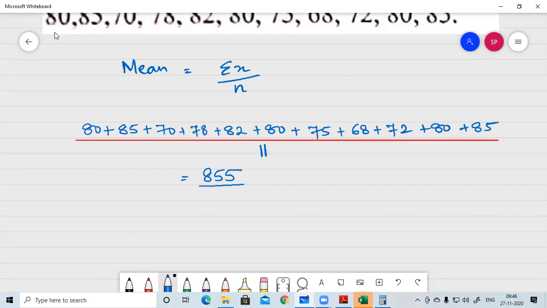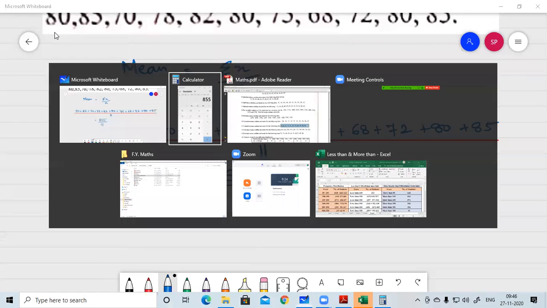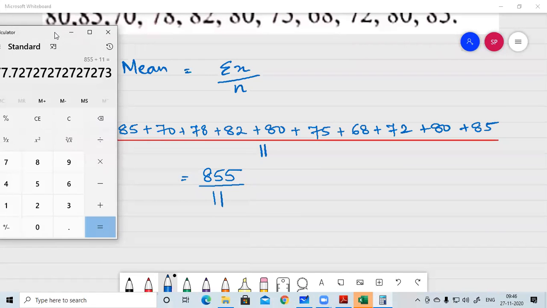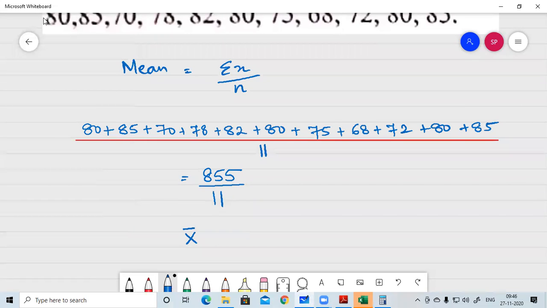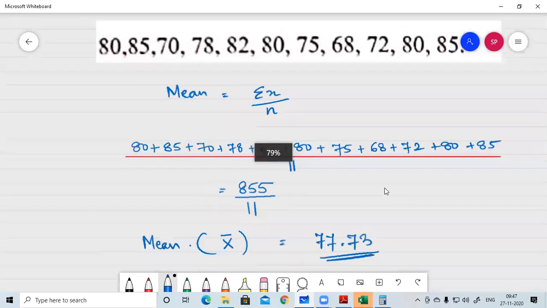855 divided by 11. So we get the answer as 77.7272. So that means your mean, which can also be written as x bar, is equal to 77 point 73, rounding off. Is this understood?